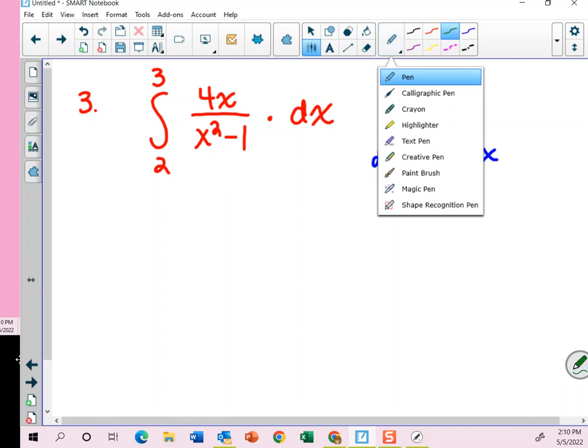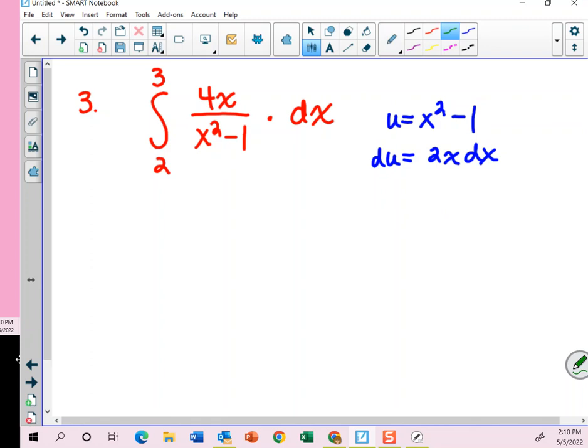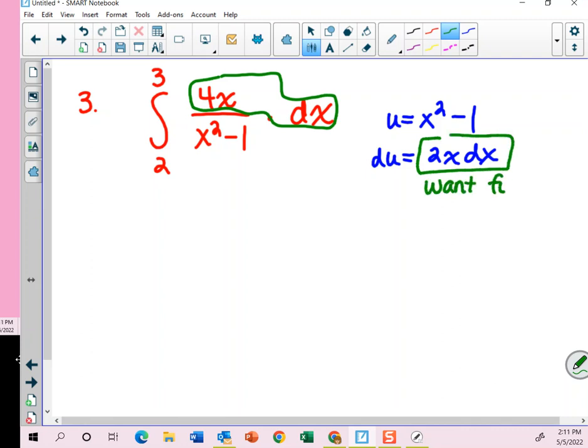I'm kind of doing this extra thing with you guys for these problems today. This is what I've got separate from my u. This is what I want to replace with my du. I want to have a 2x. I actually have a 4x. So I'm going to throw an extra 1/2, kind of bring that in. That'll all go together as du. And an extra 2 right there.